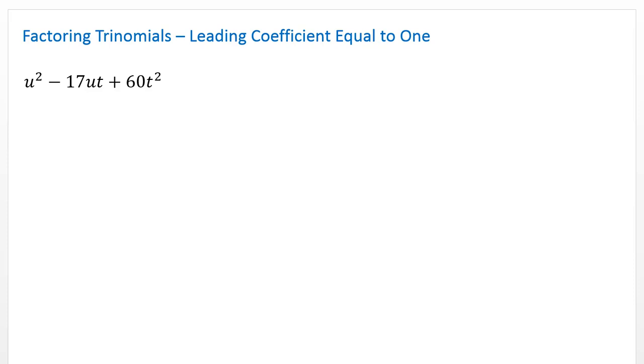Hey folks, I have a quick homework example for you. This is covering factoring trinomials. What I want you to notice about this problem is the leading coefficient is equal to 1.